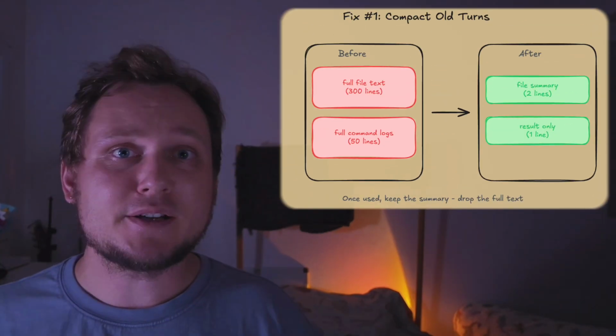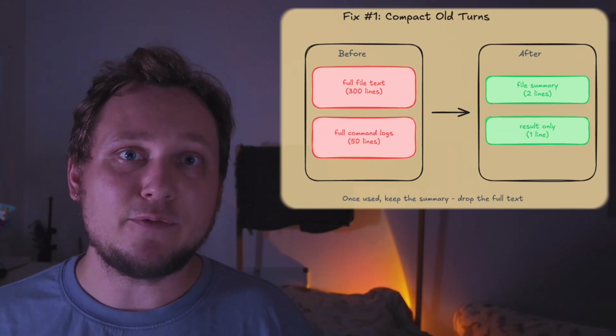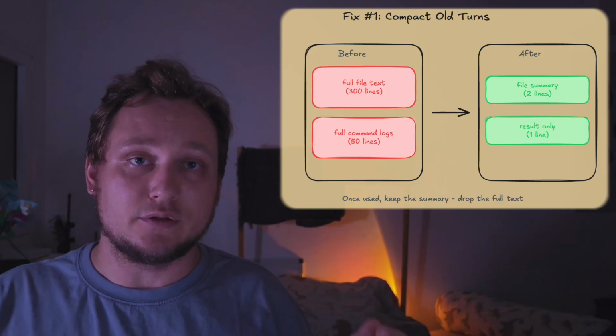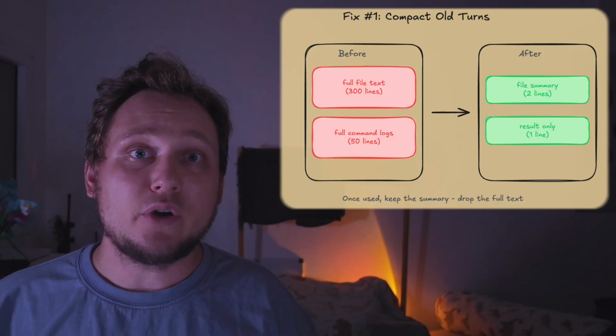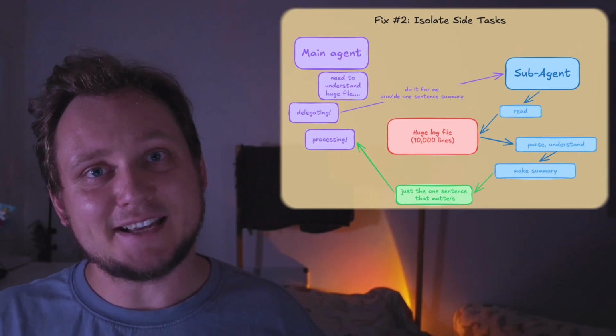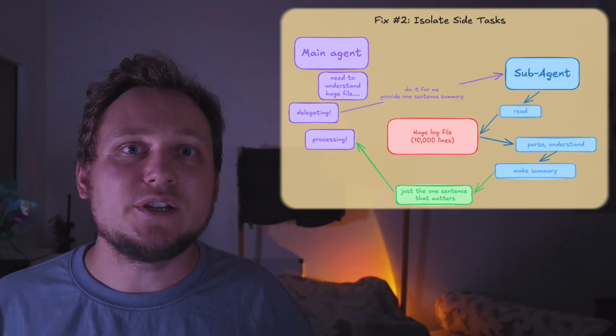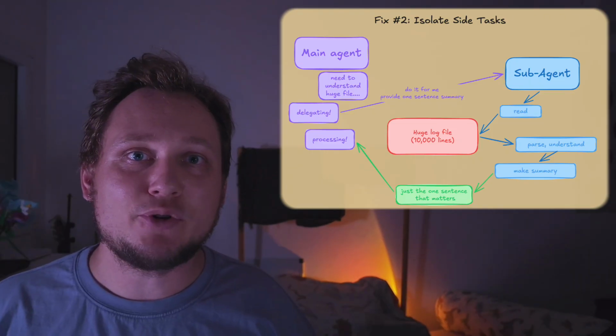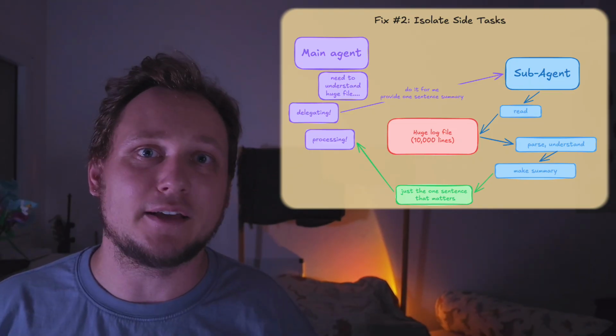So, how do you keep that agent sharp for hours, not minutes? First, compact old turns instead of keeping every raw word. Once a file has been read and used, keep the summary, drop the full text. Same with old tool output. Keep the result, drop the 10 lines of logs around it. Second, isolate side tasks. If the agent needs to dig through a huge log file, hand it off separately. Let a separate agent read the whole thing and bring back the one line that matters.